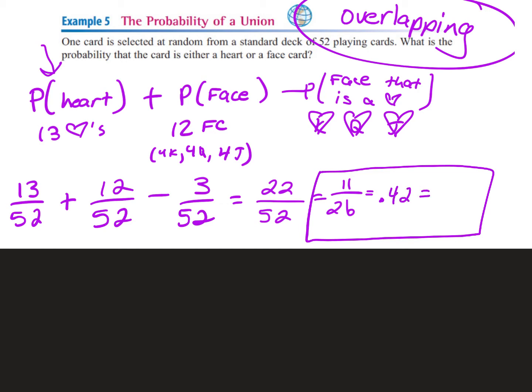And then what is that going to give me as a percent? 42%. So you have to determine if the event is mutually exclusive or overlapping. This happens all the time with cards, and we're going to do more of these, I promise. We're going to go through your whole web assignment on Wednesday in class just to make sure you guys understand.